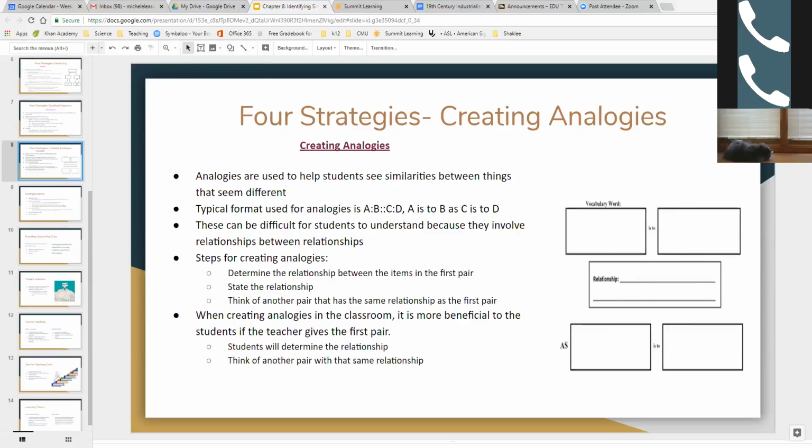I found this graphic organizer that I put on there, and I really liked that because it kind of explained it. I would use it at the elementary level: putting the words in there, stating the relationship, and then figuring out another pair that has that relationship. I like how they put that in the middle, so I put that on here. I thought it was a good visual that I would use at the elementary level.